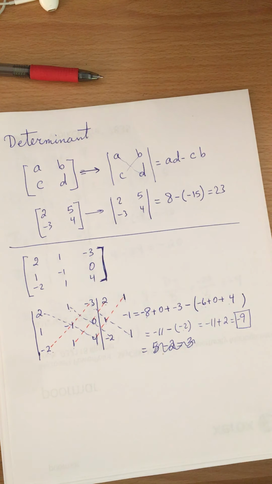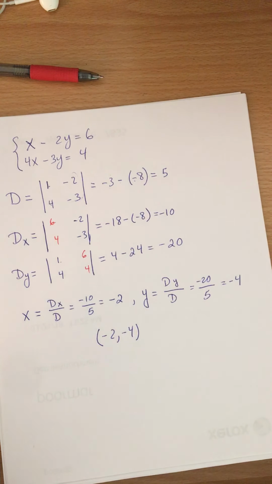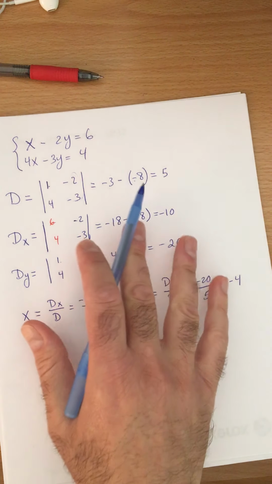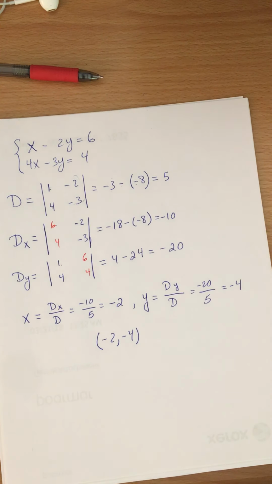Okay, last example. Ladies and gentlemen, I am going to use number 3 on page 620. So in the previous example, we solved the system of equations by using Cramer's rule. The system was a 2 by 2, a system of 2 linear equations.